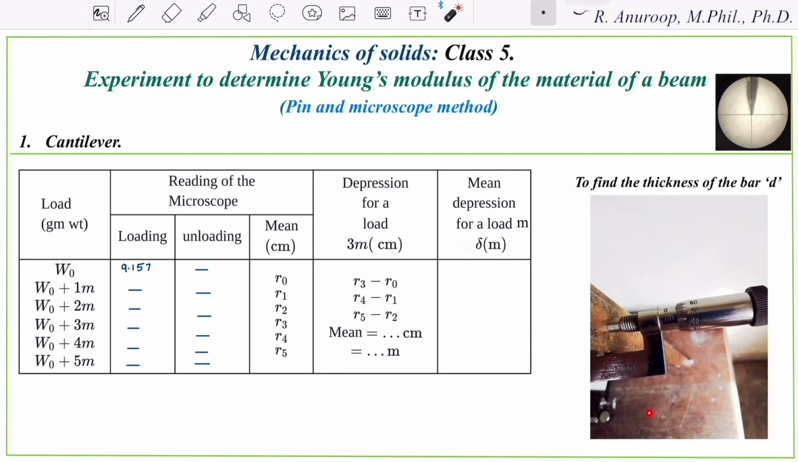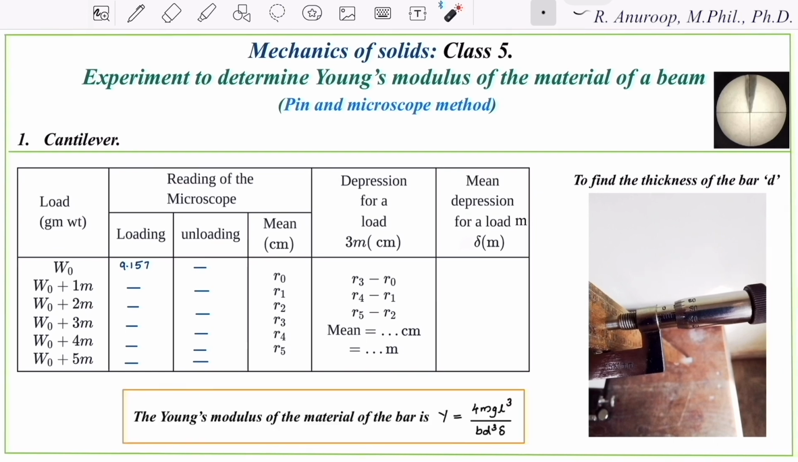Once we have delta, B and D, then you can find out the Young's modulus of the material of the bar using the formula Y is equal to 4mgL cube divided by BD cube delta, where m is the mass. Here it is 50 gram. This is the experimental technique to determine the Young's modulus of the material of the beam using cantilever.